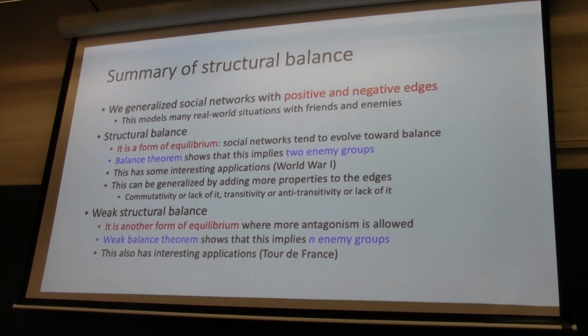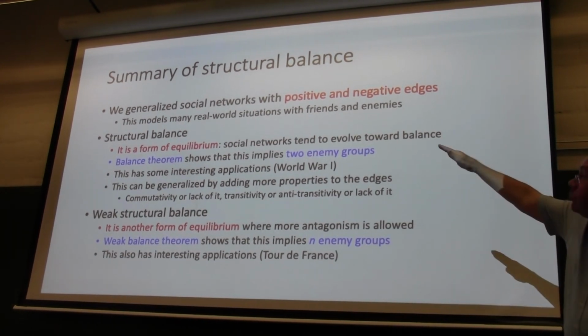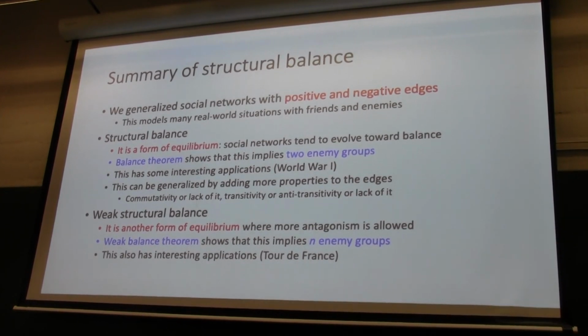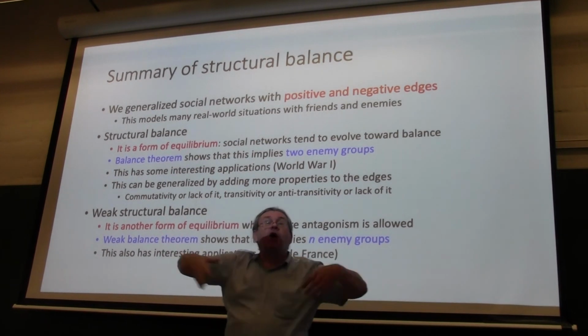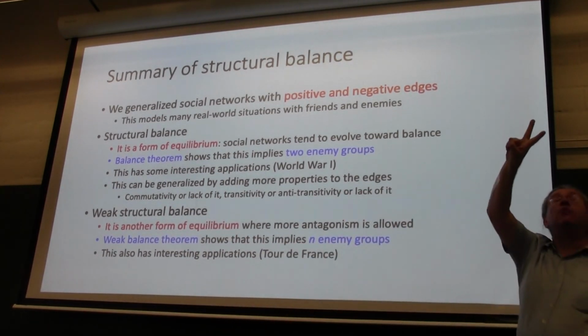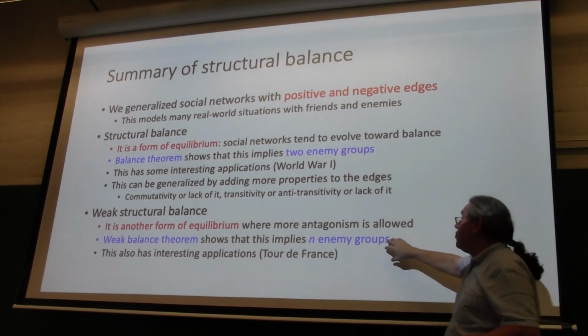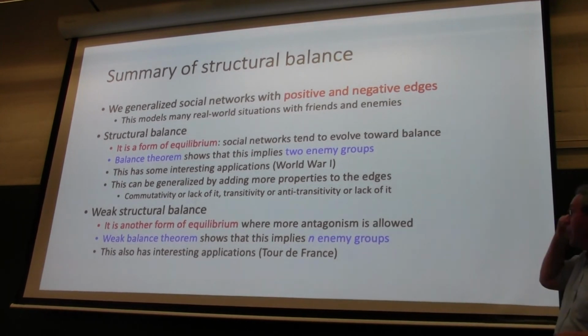Okay, so let me summarize it. So we made plus and minus, okay? And we had two forms, structural and weak structural. And it's kind of an equilibrium. Groups are always evolving. So in structural balance, you will have two enemy groups. But in weak structural balance, you will have n enemy groups, okay?